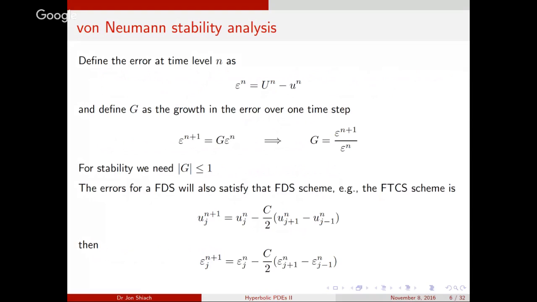to this time step is going to grow by that G, the growth. This implies that G is the error at the new time step divided by the error at the previous time step. So what we want is for this growth factor to be less than 1. Because if G is greater than 1, it means our errors are getting bigger and bigger as we go on, and it's unstable. So we need our growth to be less than 1.